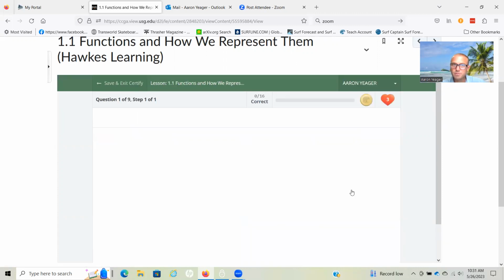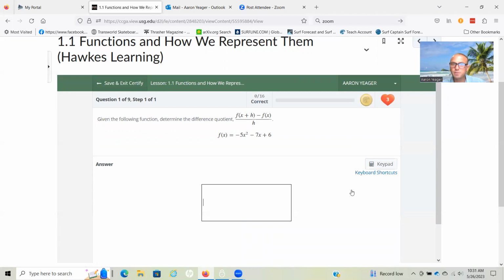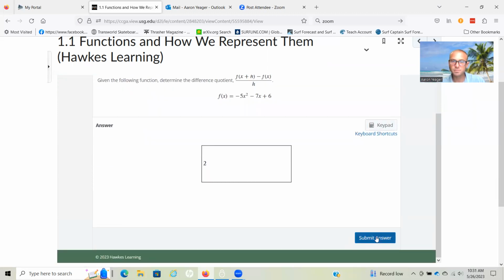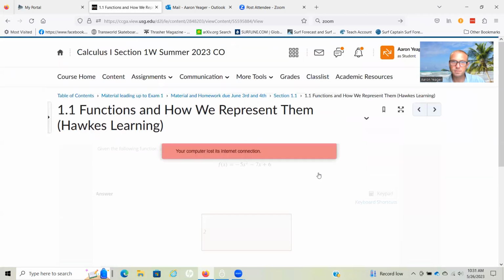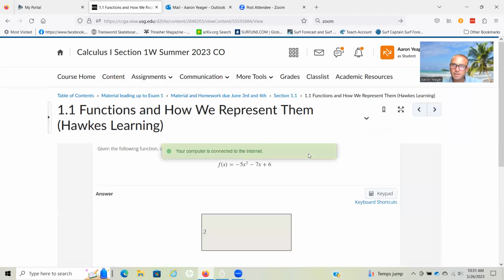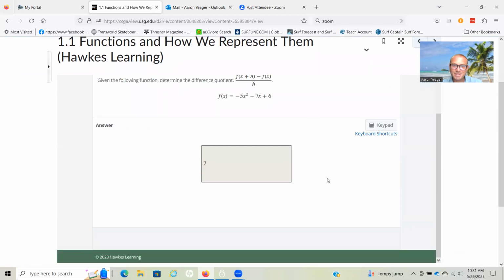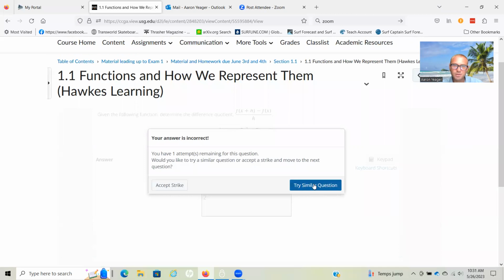However, what's different over here is there's no tutor button, and you have this little heart thing up here. So what happens is if you put in a number that's incorrect in here, it's going to say, well, it says connected to the internet. Okay, so what happened here? So here you go. I have one attempt remaining for this question.